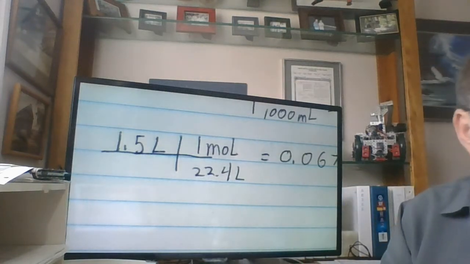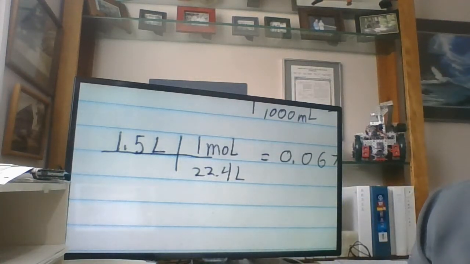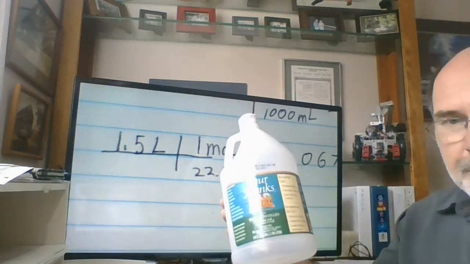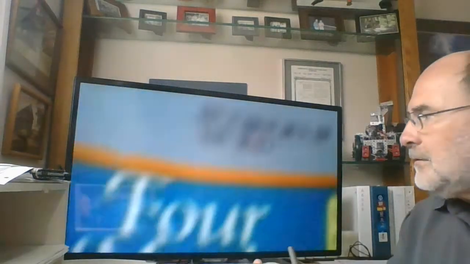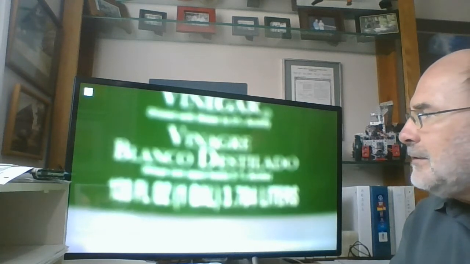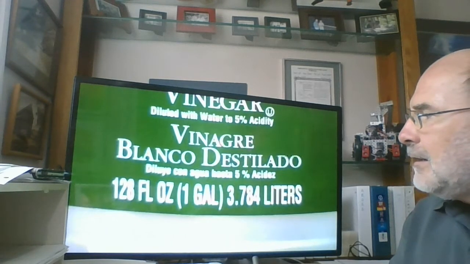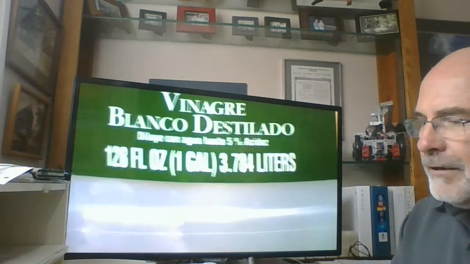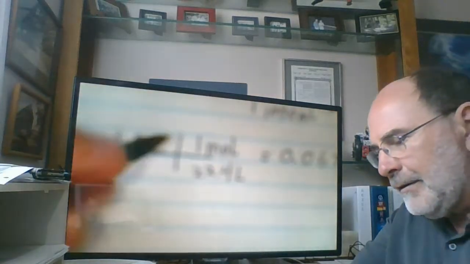Stay healthy. I also have an empty vinegar bottle, more substantial. This one, whoa, if you could read it. Oh man, what does it say if I were to focus that? It would say, wait for it, assuming it's doing it. Aha, 3.784 liters.